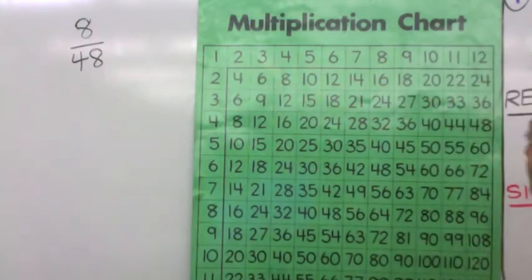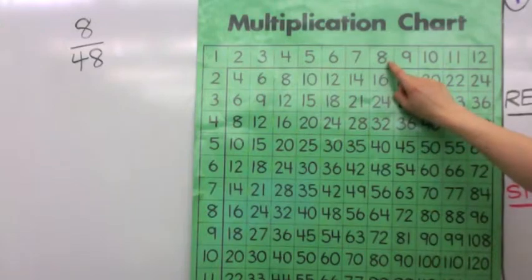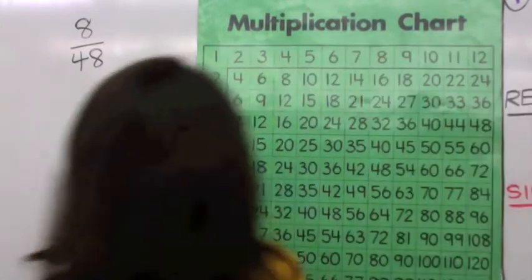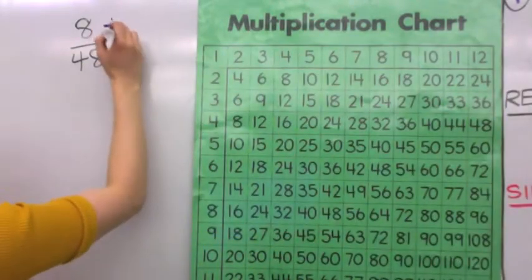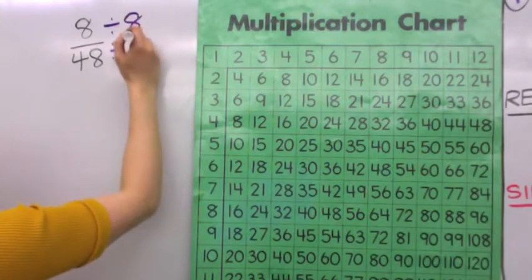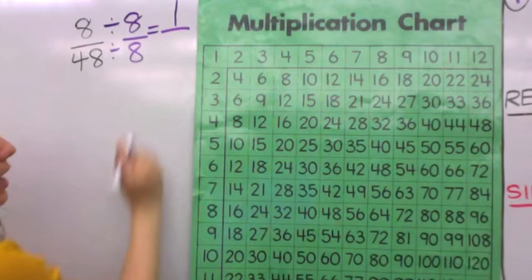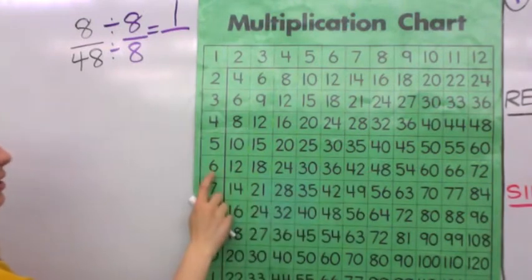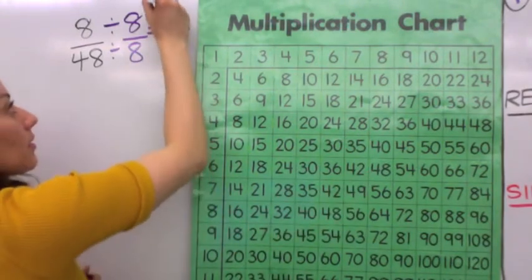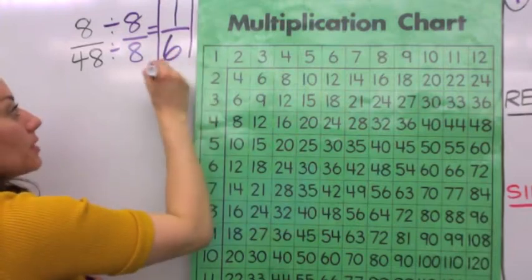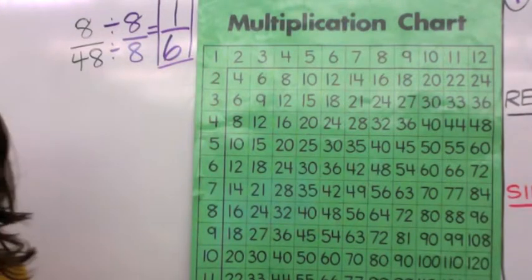So what does that mean? What do we have to divide by? What's the factor? Divide by 8. So if you divide the numerator by 8 and the denominator by 8, you get 1 what? 1/6. And that is the fraction in simplest form. Write that down.